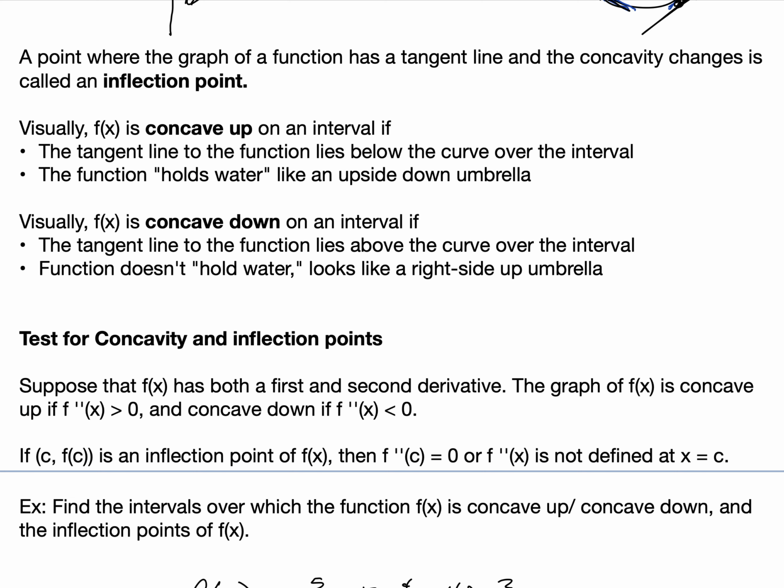So this is sort of like critical numbers for the first derivative. Remember that a function can only change from increasing to decreasing if the first derivative equals 0 or the first derivative is not defined. Here, we can get inflection points, places where the concavity changes, only at places where the second derivative is 0 or the second derivative is undefined. So let's do an example.